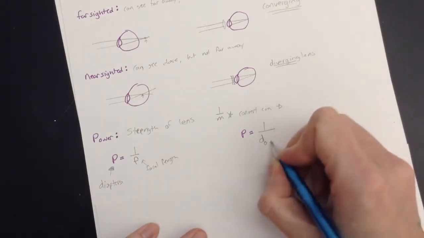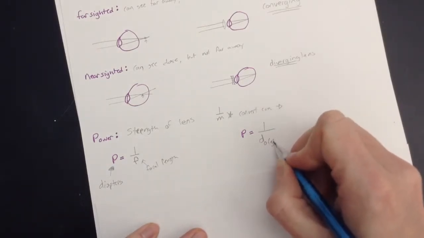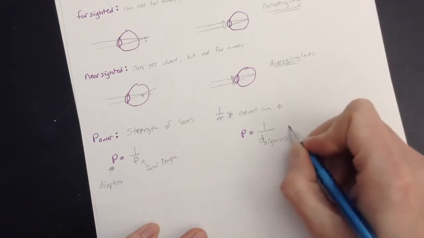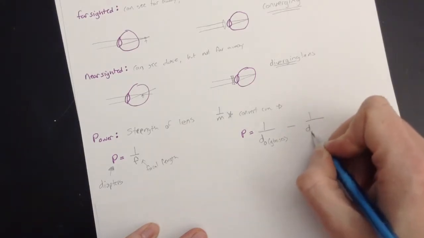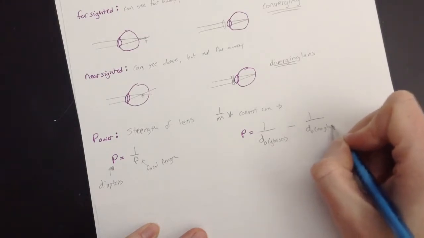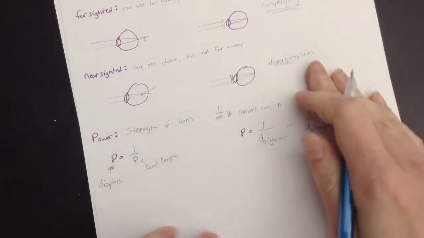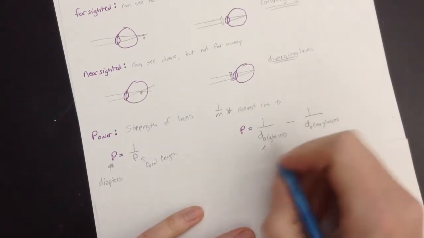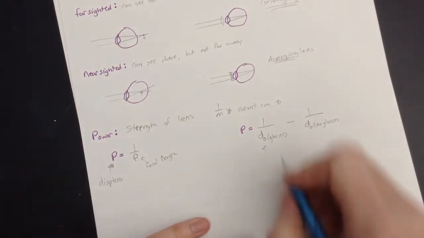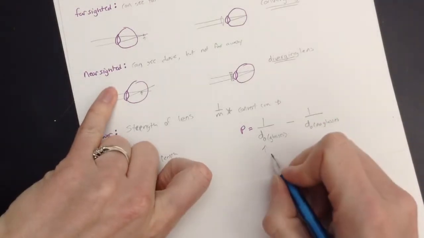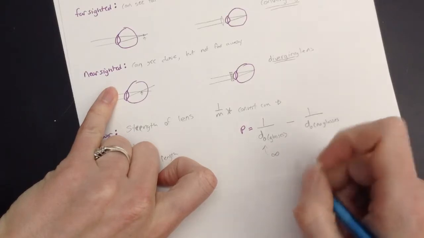Another way you can think about power is to talk about the distances of the objects. So we've got the distance of the object that you can see with glasses, minus the distance of the object that you can see without your glasses. And that's a fun one. With your glasses, your general idea is that if you are nearsighted, you're hoping for being able to see to infinity.